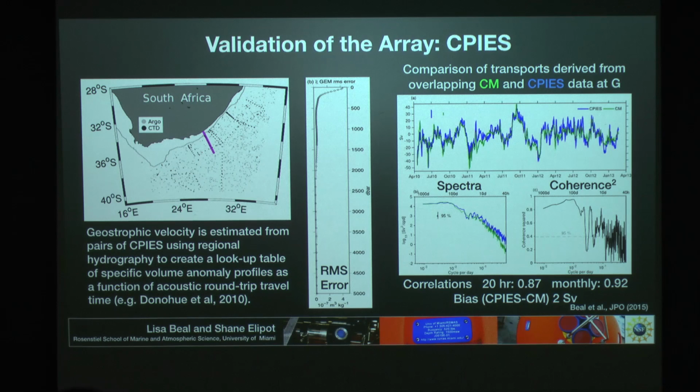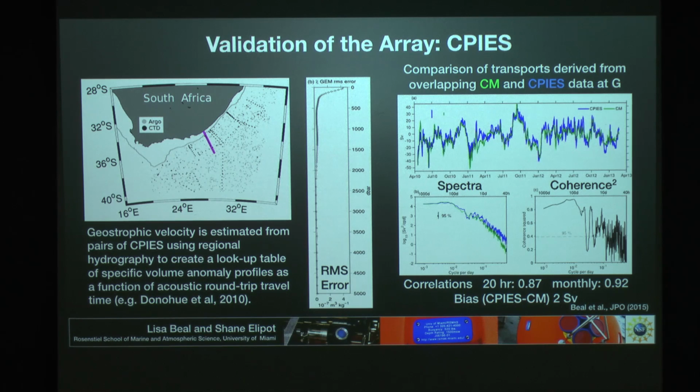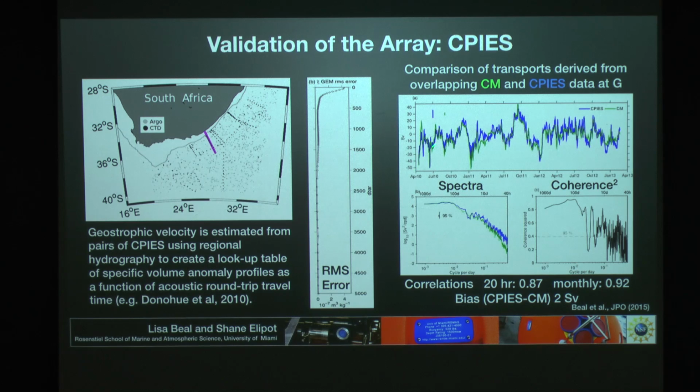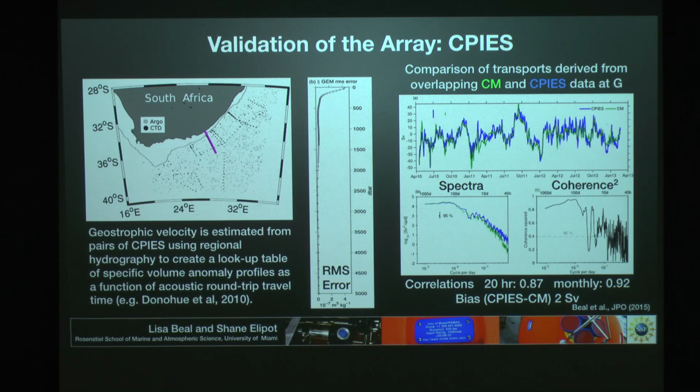If you're interested in the gory details of those errors, you can look at this paper, Beal et al. 2015. There's an entire appendix in which we look at the errors. But this is a nice summary that hopefully shows you that the data is believable. We basically compared the current meter data at mooring G with the CPIES data either side, and you can see that the variability tracks very well, with an agreement of R squared of 0.87, and 0.92 on a monthly timescale.